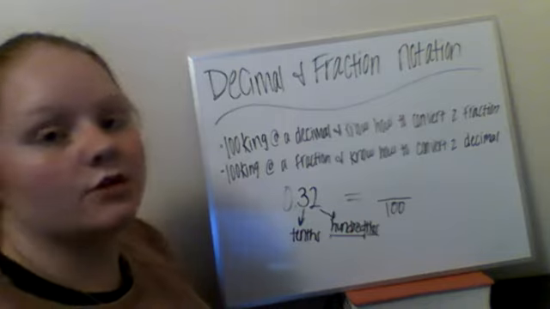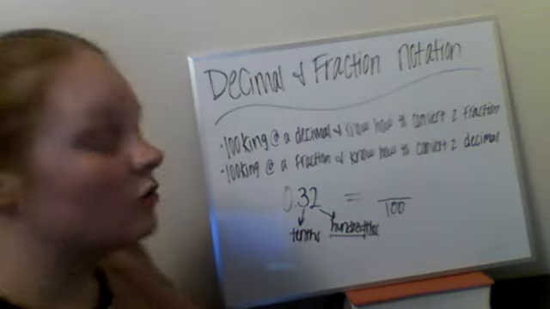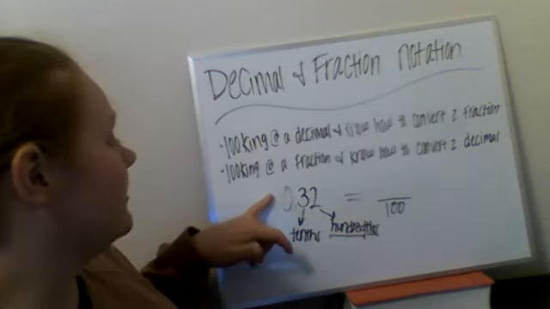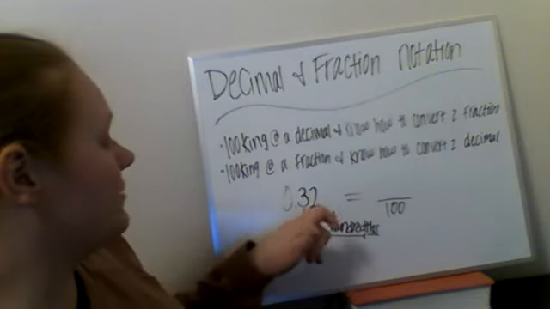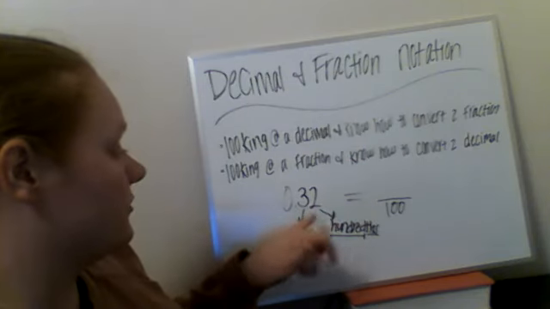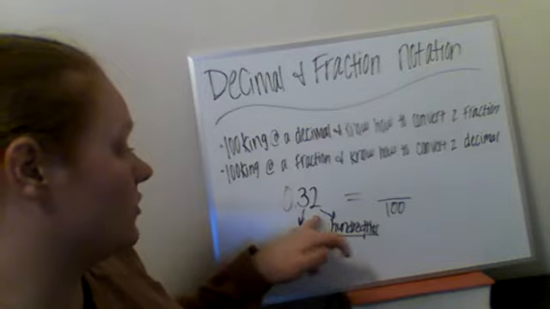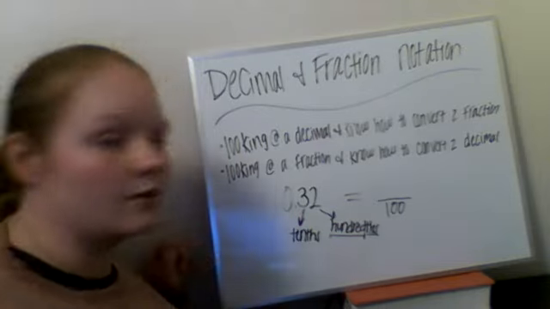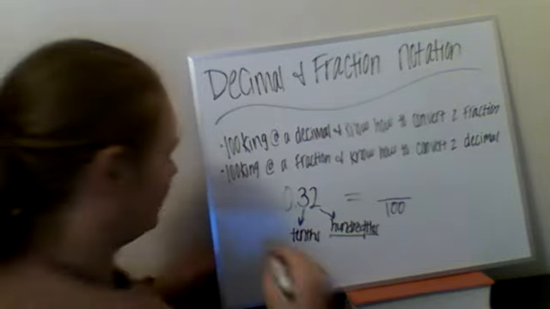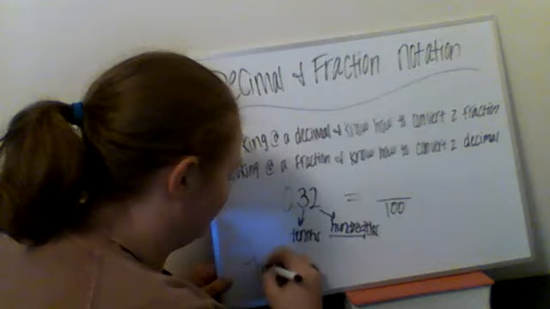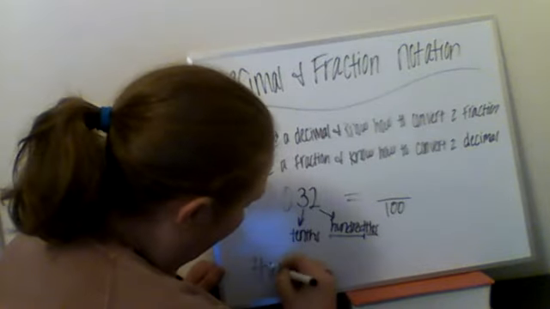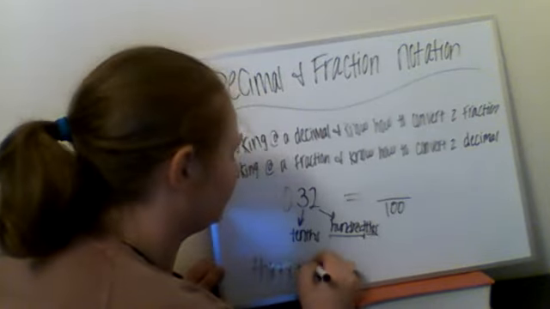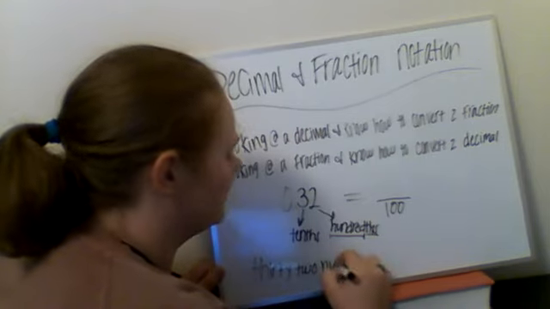Now, you might be wondering, how do I get my numerator? Well, if I look at my number right here, I have 0.32. The number that sticks out should be 32. So the 32, because if I was to write this out, it would be 32 hundredths.